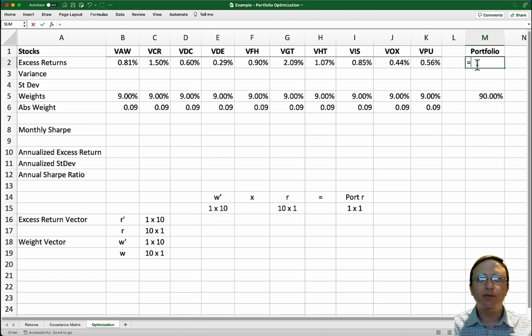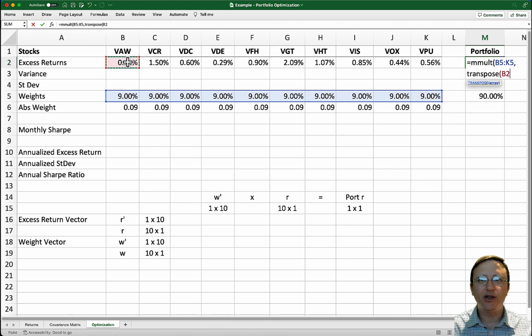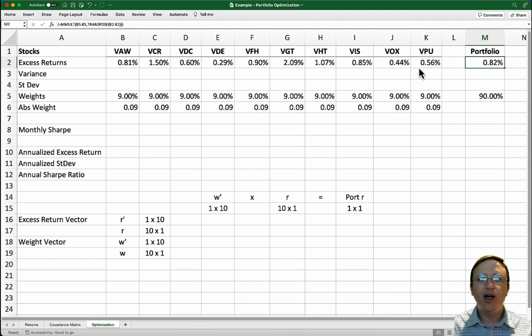The mmult function performs matrix multiplication on two compatible matrices. In matrix multiplication, the order of the matrices matters. Select the weight vector as the first argument and transpose the excess return vector to use as a second argument. Type Ctrl+Shift+Enter to make Excel evaluate the formula as a matrix operation. This will add braces around the formula. You will not get the same answer if you manually add the braces.